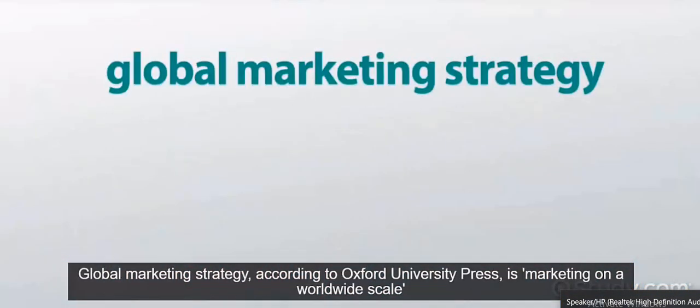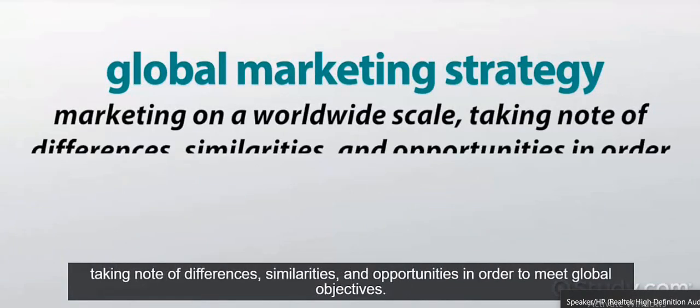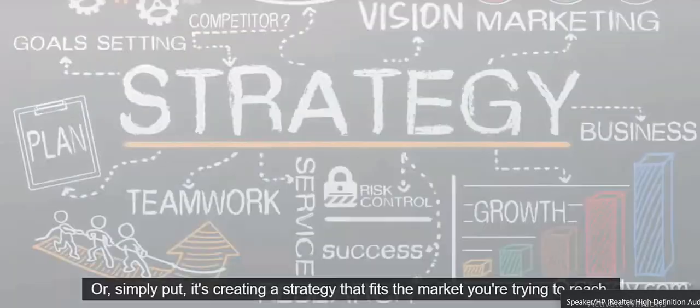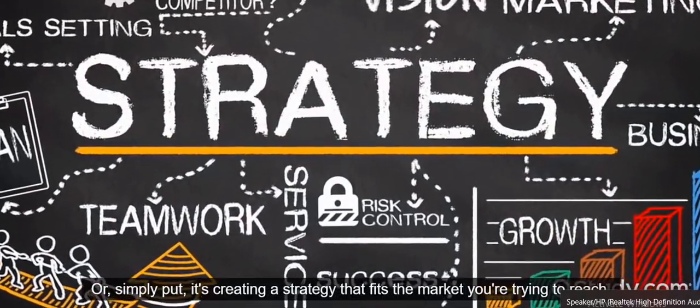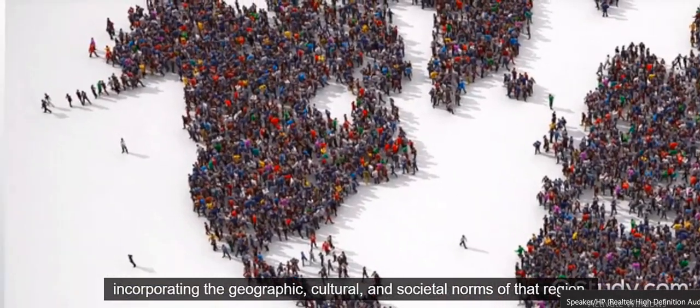Global marketing strategy, according to Oxford University Press, is marketing on a worldwide scale, taking note of differences, similarities, and opportunities in order to meet global objectives. Or, simply put, it's creating a strategy that fits the market you're trying to reach, incorporating the geographic, cultural, and societal norms of that region.